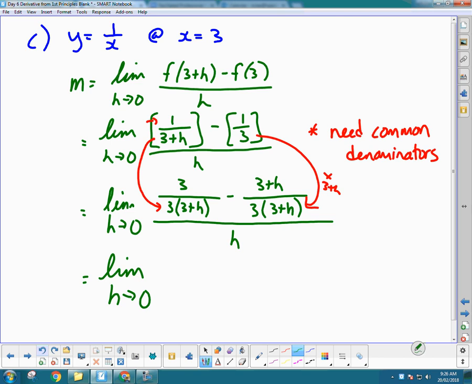So on the top, I'm going to keep the denominator, 3 times 3 plus h. And I'm going to add or subtract the numerators. So in this case, it's 3 minus, and I'm minusing this whole thing. So I've got to minus this part, and I've got to minus this part. So that's going to become a minus 3 and a minus h, all over h.